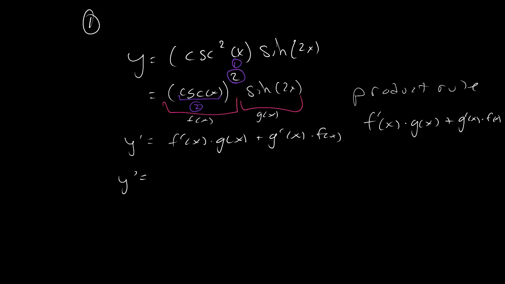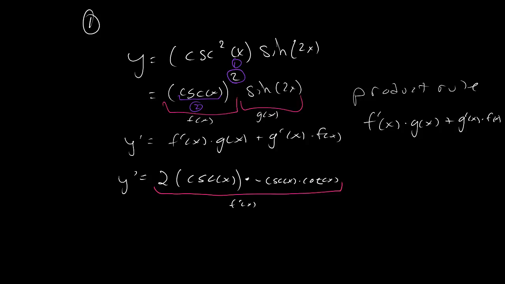So f prime of x is, I'm going to do the outside, which is 2 times cosecant x to the 2 minus 1, but 2 minus 1 is just 2. And then I'm going to times by my second function, the derivative of the inside, which is going to be negative cosecant x times cotangent x. So this whole thing here is my f prime of x, because I have the derivative of my first function times the derivative of my second function. Now I need to add on the derivative of g of x.